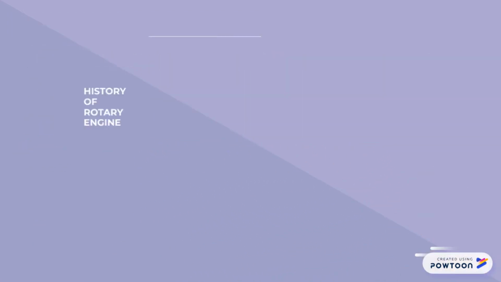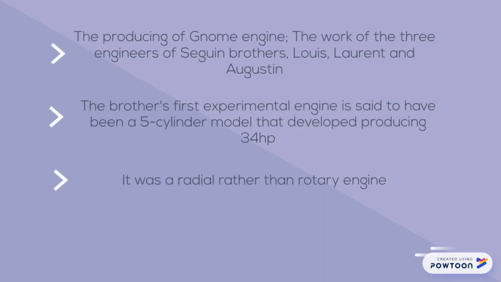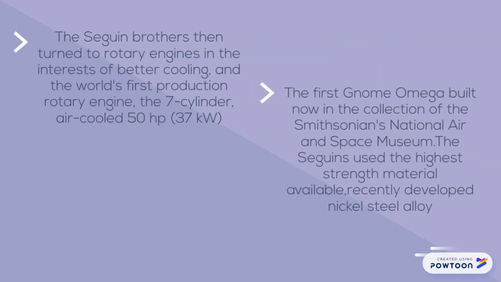History of the Gnome engine. It is the work of three engineers, the Seguin brothers, Louis, Laurent, and Augustin. The brothers' first experimental engine is said to be a 5-cylinder model producing 34 horsepower. The Seguin brothers then turned to rotary engines in the interest of better cooling, and the first production rotary engine was the 7-cylinder air-cooled 50 horsepower Omega.